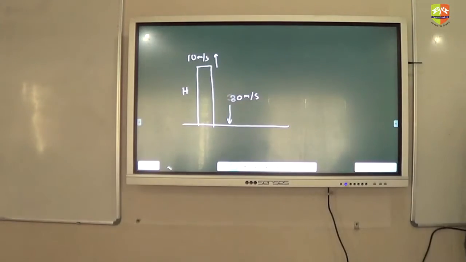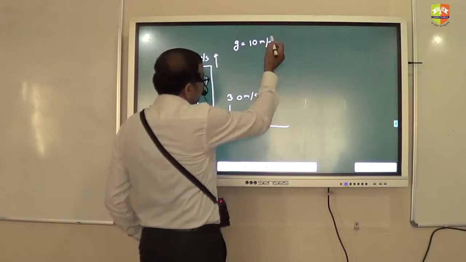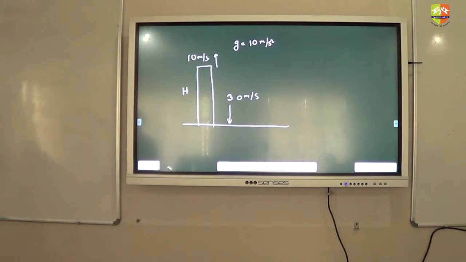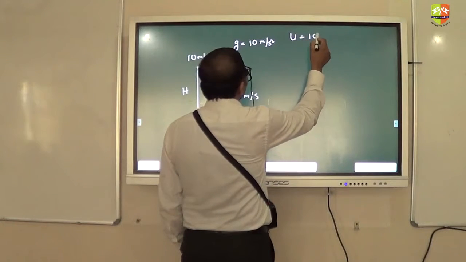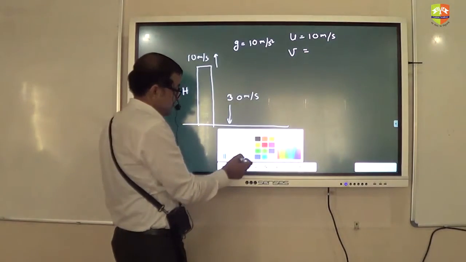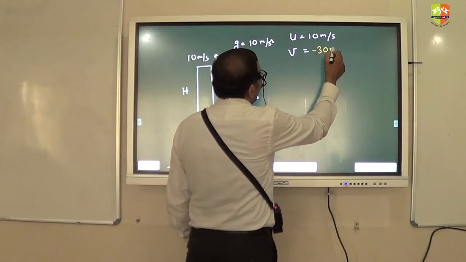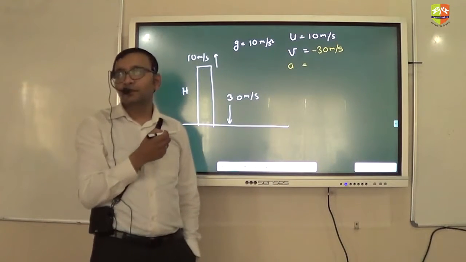Can you solve this? Which equation am I using? Take g as 10. It will help your calculation. I have the initial velocity given. What is the final velocity V? Minus 30. You can take upwards as positive and downwards as negative, whatever. It doesn't matter actually. Acceleration is how much? Minus 10.